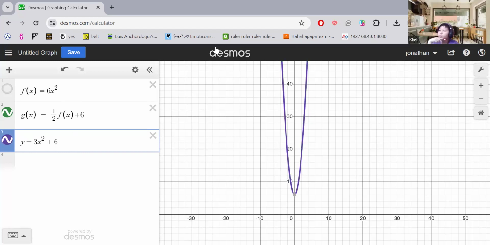Why is the purple line thicker? Oh, it's just what the graphing calculator does. When it has two lines overlaid, it'll sort of make it thicker. But yeah, they're the same curves.